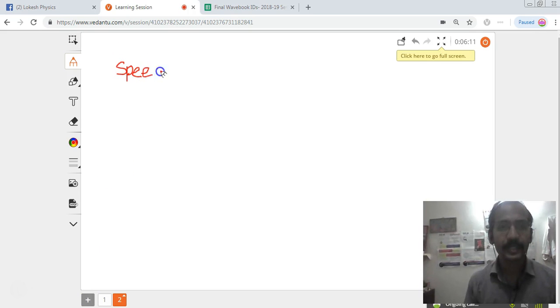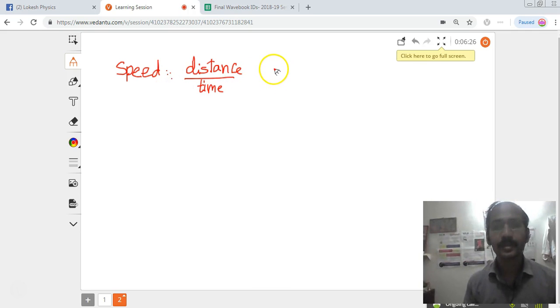Later on we studied speed. What is speed? Speed is the actual path covered by an object per unit time. Means distance by time. What are the units of speed? Meters per second, or kilometer per hour. Very good.